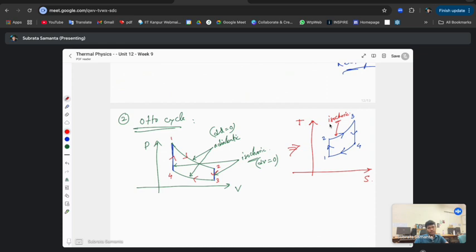So I hope it's clear how to change from one plane to another, process by process. Is there any other questions or doubts? If you have, please ask.